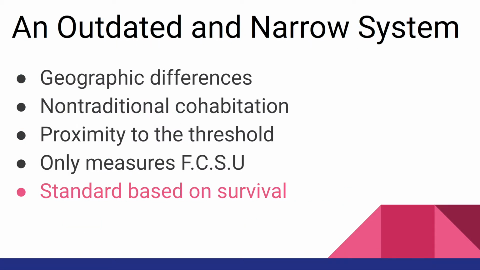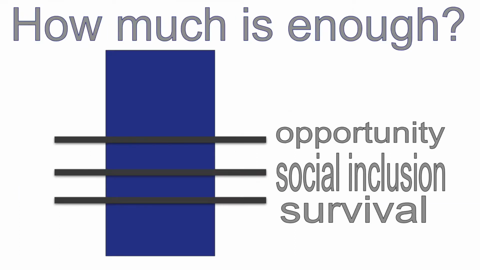The last reason the OPM is an outdated and narrow system is that the standard is based on survival. The standard is based on survival, but we believe this is too low. Survival is not enough, but how much is enough for a household to be doing okay? We believe everyone should be insured more than just survival. However, to reach a point of social inclusion, they should be provided opportunities to get to this point.